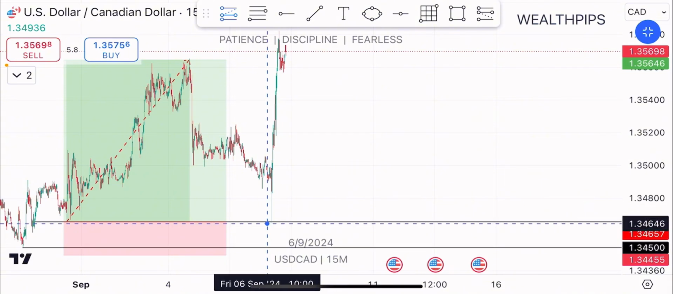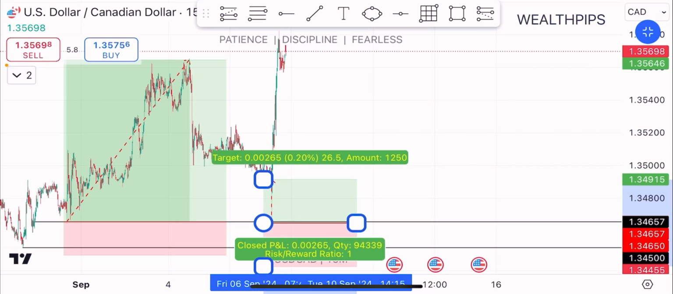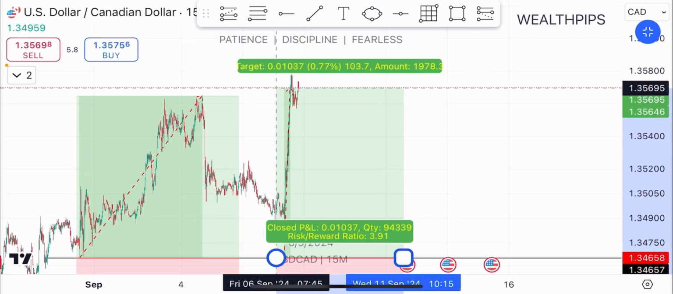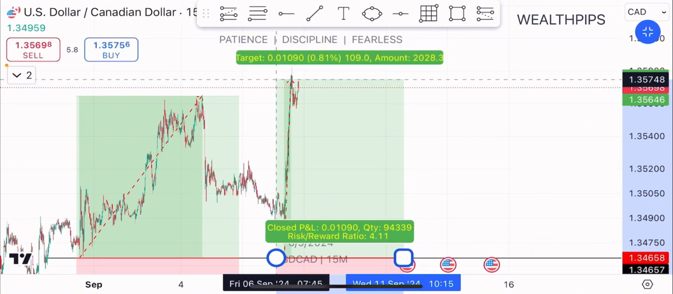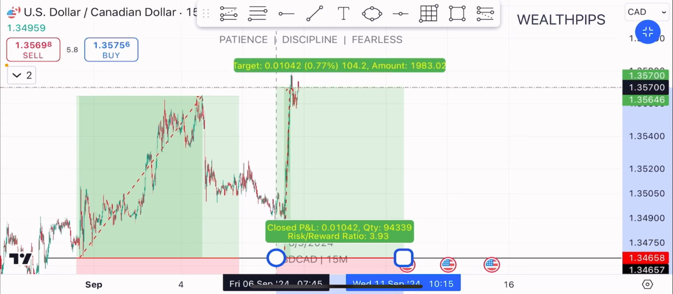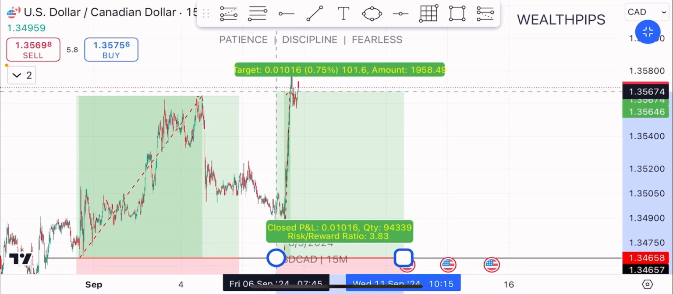And this is what I missed, this trade, because I was not on seat. I was not online to trade this place. You see how sweet it is. This is another 115 pips, but we only go for 100 pips.